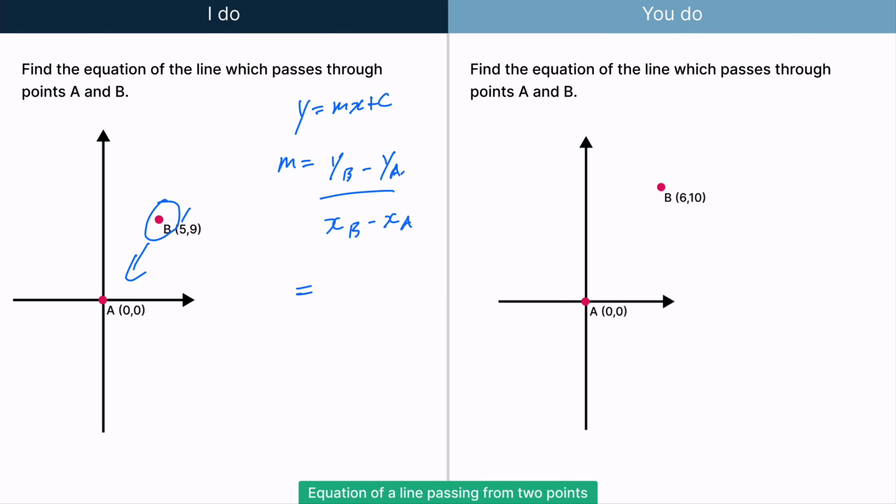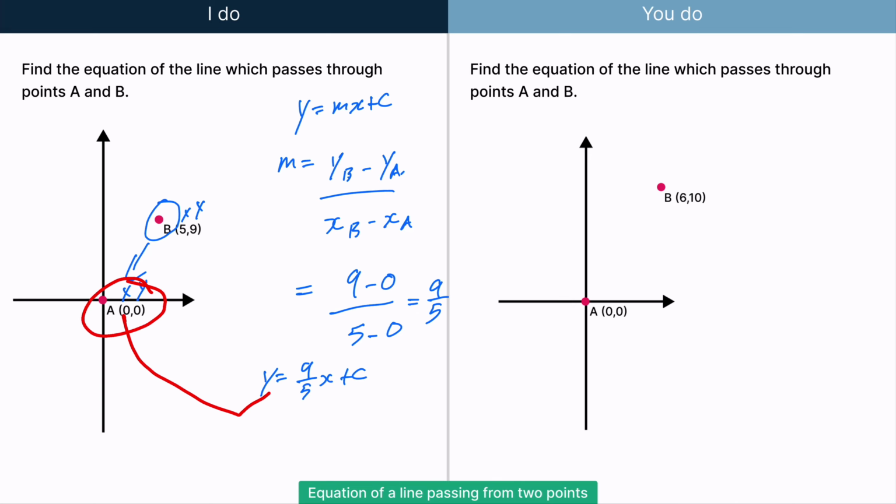So x, y, so that would be 9 take away 0 over 5 take away 0, which is 9 over 5. So that's the gradient done. And to find the y-intercept, we just write y is equal to 9 over 5x plus c. We just substitute either one of these points. So you can pick either point A or B and substitute the x and y coordinate in. So I'm going to pick that point there. If I substitute 0 in there and 0 in there, I get c as 0. So my final answer is y is equal to 9 over 5x.